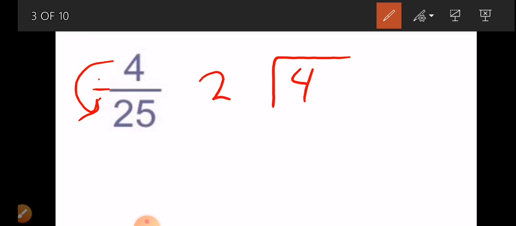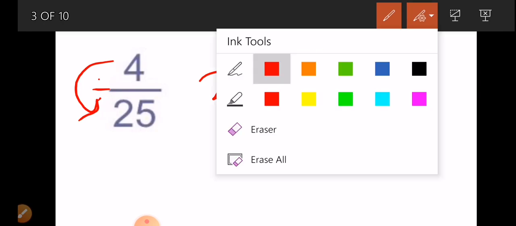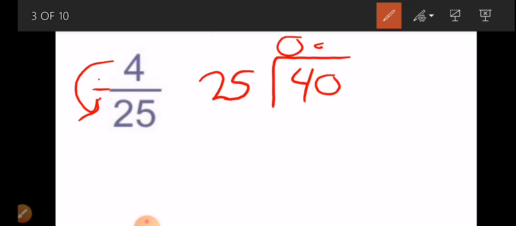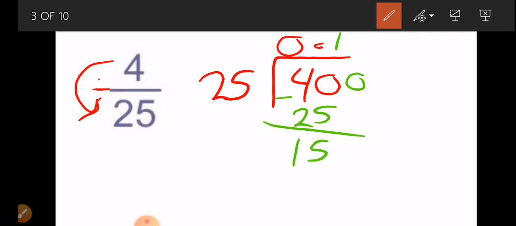So 4 divided by 25, let's do it. 4 divided by 25, not enough, so 0. Then I can add 0 to my dividend, then add a decimal point up. Now 40 divided by 25, it can be, yes, it's 1. Multiplying gives 25, subtracting gives you 15. Then what? Then I can add more 0, so it will be 150. 150 divided by 25 will give you what?